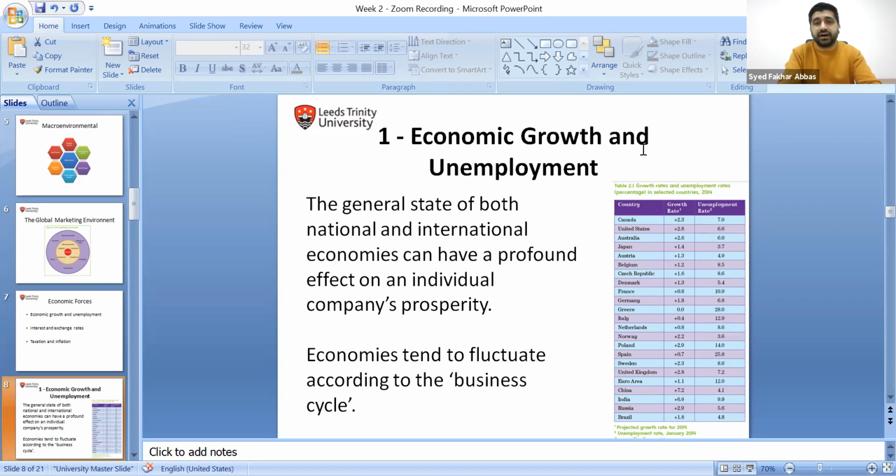economic growth and unemployment. If there is no economic growth in any country, then the economy will be affected. The general state of both national and international economies can have a profound effect on an individual company's prosperity. Companies tend to fluctuate according to the business cycle. If there is slow or no economic growth, then there will be an increase in unemployment, and definitely it will affect businesses.